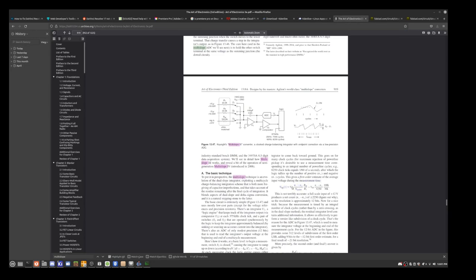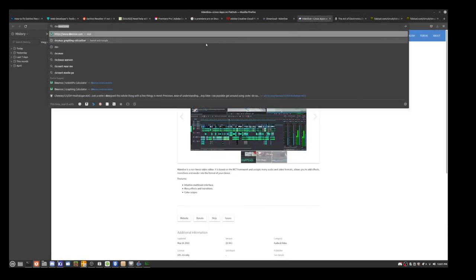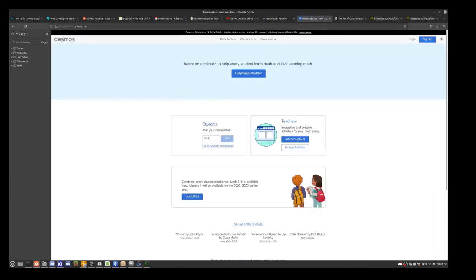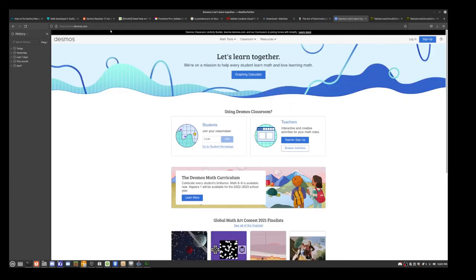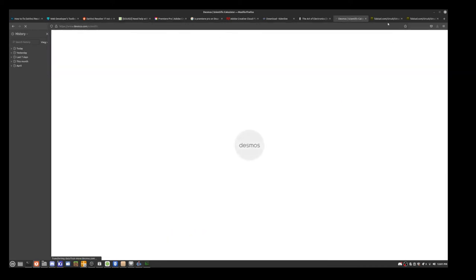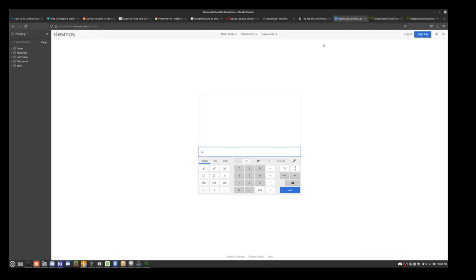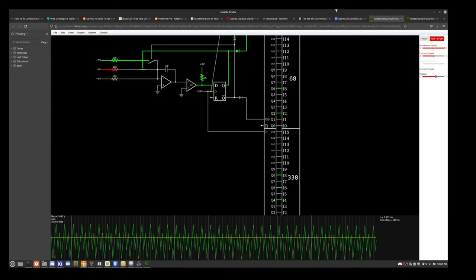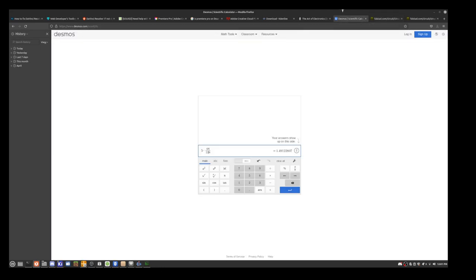We also have to multiply it by our reference voltage. So let's get out a calculator. Where's the science calculator? Here it is. So we get 5 times 68 over 338. That's 1.005. Then we get 1 volt, almost. So that is the basics of a multi-slope analog to digital converter.